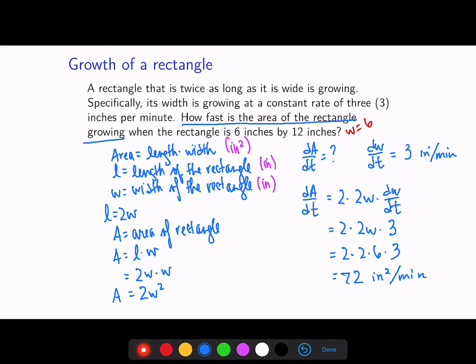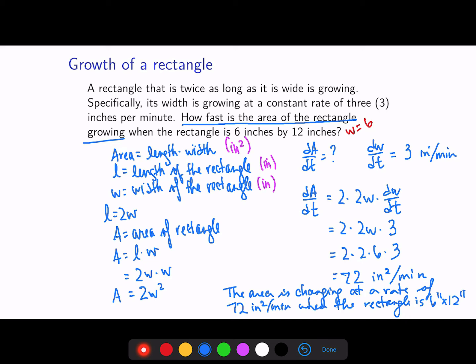And our unit on that should be square inches per minute. So that's our answer. I might write that as a full sentence. The area is changing at a rate of 72 square inches per minute when the rectangle is 6 inches by 12 inches. And that's the solution.